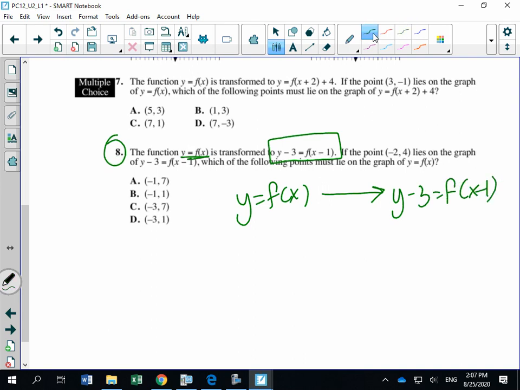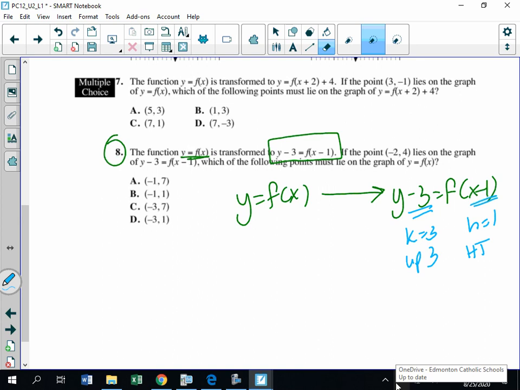So we know, just looking at this, that the transformation, that's your k value. K is equal to 3, and that was up 3. So vertical translation, 3 units up. This is your h value. H is equal to 1. Horizontal translation, sorry, not 3, 1 unit right. Okay, so k is equal to 3, h is equal to 1.